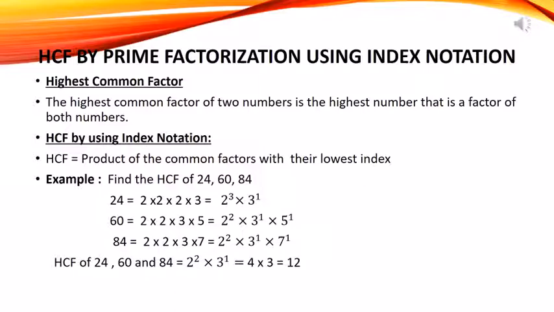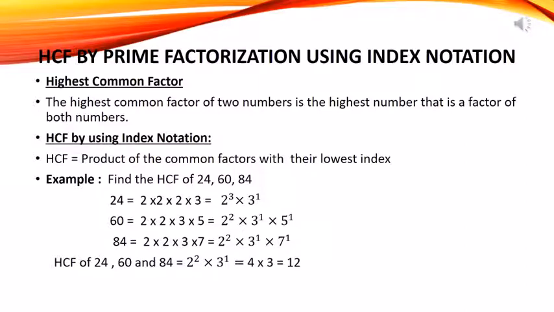For example, if we want to calculate HCF of 24, 60 and 84 by prime factorization method using index notation, before going to start the solution, remember two main points while taking HCF. The divisors should be prime factors and we should start from the smallest prime number. Now first we split the numbers into their prime factors.